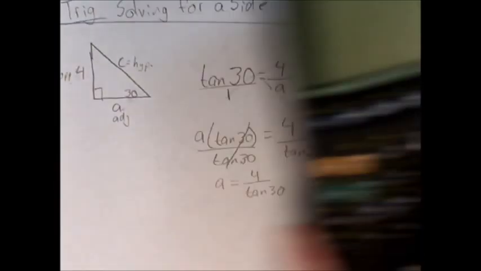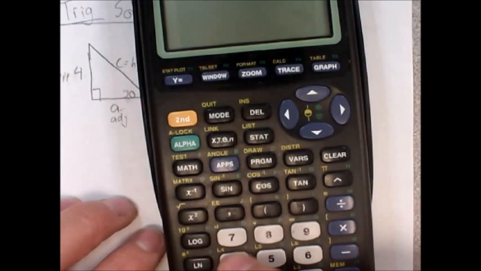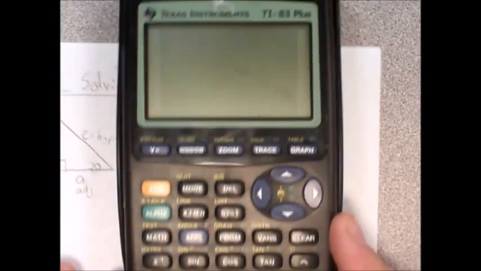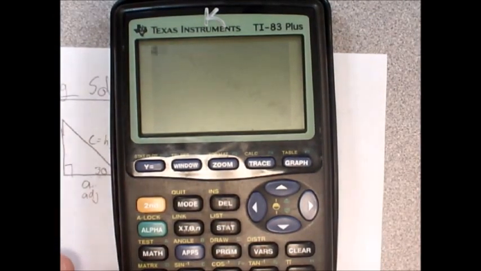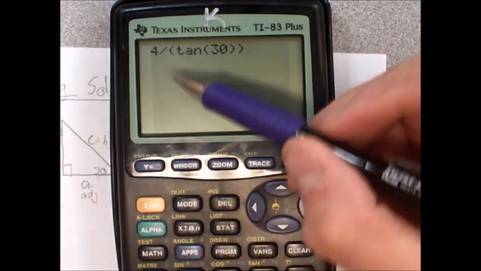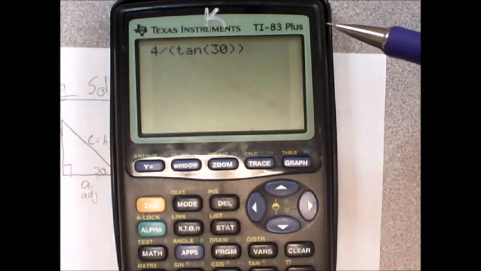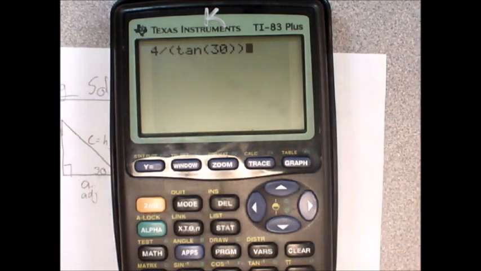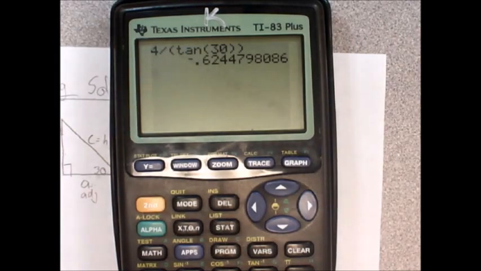So pull out your calculators. Type in 4 divided by, and I'm going to put this in parentheses just in case. Tangent of 30, and I close parentheses twice because I had another one right here. That's what it should basically look like. Then press enter, and it'll spit out whatever your number is.